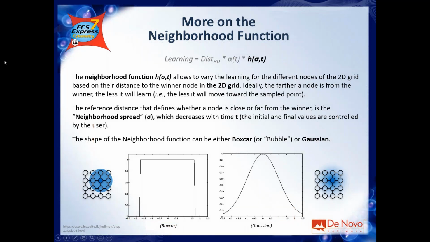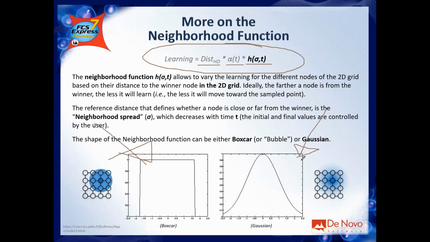So again, just to summarize, this is how you calculate the movement for each node. This is the distance between every node and the selected point. This is the learning rate, defined by the user. And this is the neighborhood function. The neighborhood function can be either this way, on and off, or can be Gaussian.